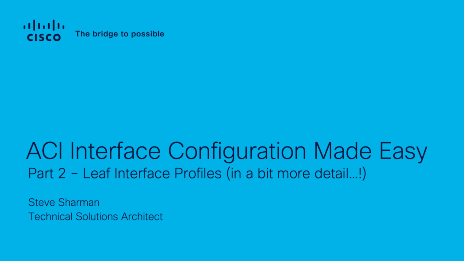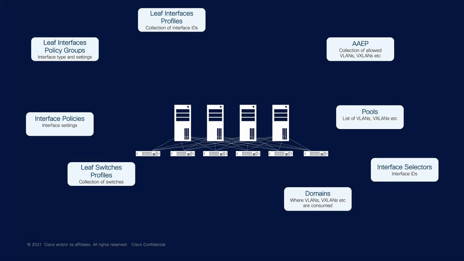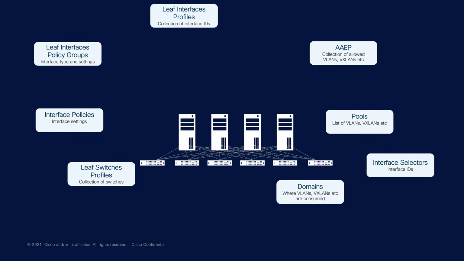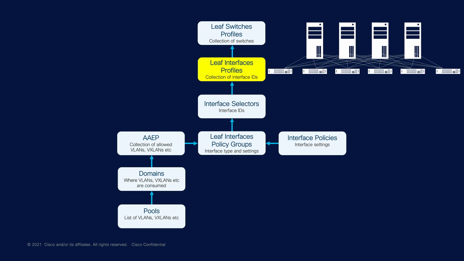In this second video on ACI interface configuration made easy, I'm going to drill into the leaf interface profiles in a little bit more detail. As you remember from the first video, there are a number of policies that we need to line up or connect up to actually enable an interface on our ACI fabric. There's everything from the VLAN pools to the domain, to the AEPs, to the policy groups, to the leaf interface profiles, and finally to the switch profiles.